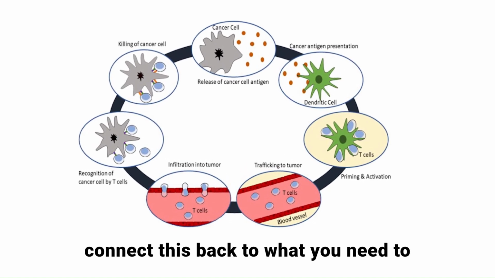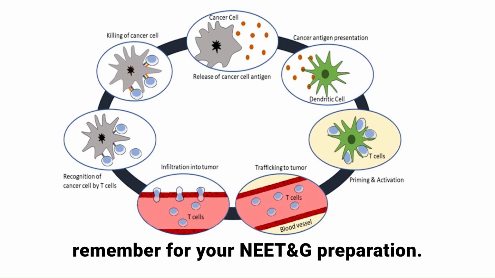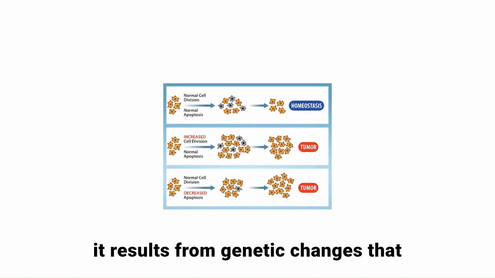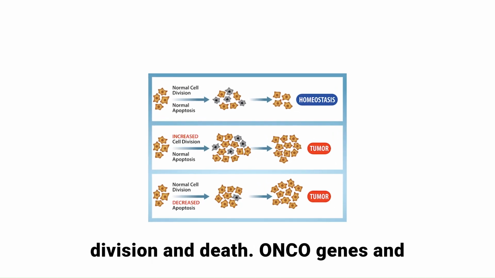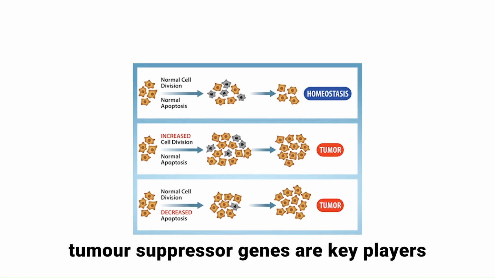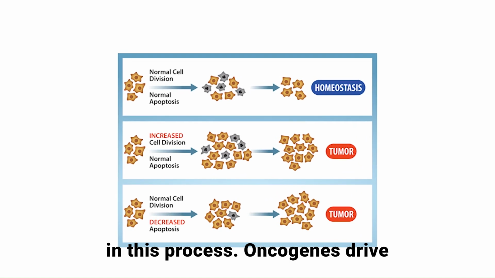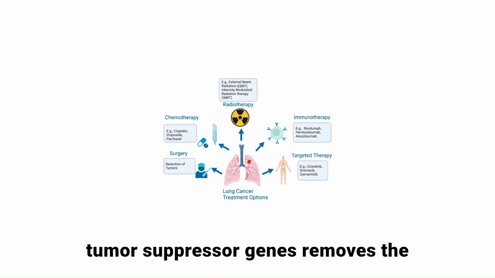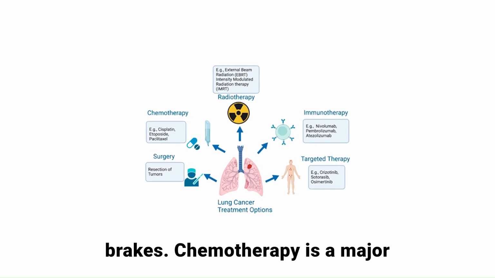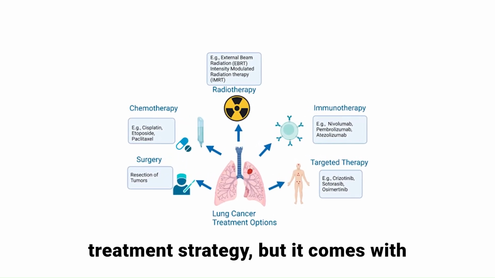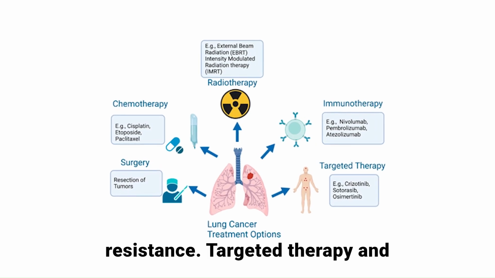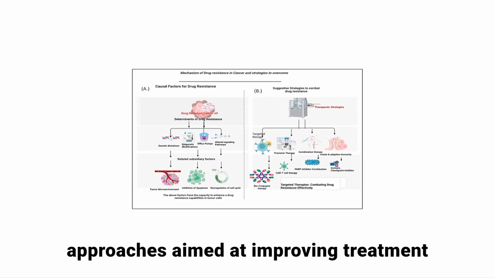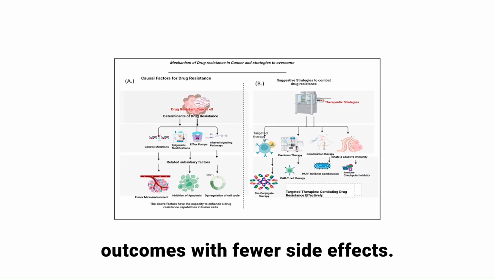Now let's connect this back to what you need to remember for your NEET and JEE preparation. Understanding cancer means knowing that it results from genetic changes that disrupt the normal balance of cell division and death. Oncogenes and tumor suppressor genes are key players in this process. Oncogenes drive uncontrolled growth, while the loss of tumor suppressor genes removes the brakes. Chemotherapy is a major treatment strategy, but it comes with challenges like side effects and drug resistance. Targeted therapy and immunotherapy represent advanced approaches aimed at improving treatment outcomes with fewer side effects.